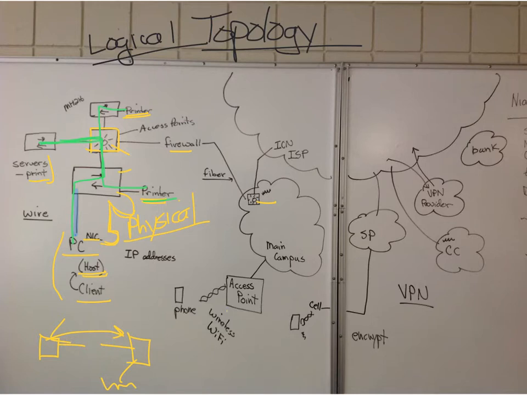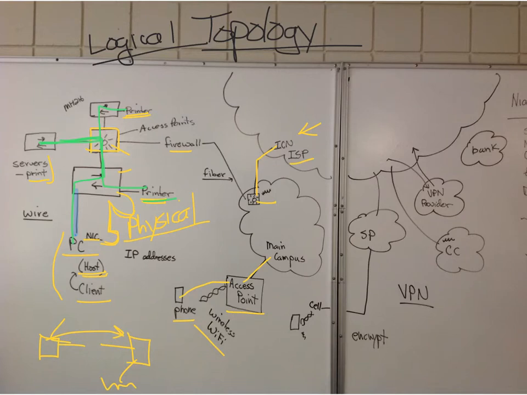Another example is we have an access point for a Wi-Fi connection, so it's wireless. So we have a phone, and it can connect by Wi-Fi to the access point, and then it uses either fiber or wire to connect into the main campus. And then we have a fiber connection going to the Iowa Communications Network, which is our internet service provider.